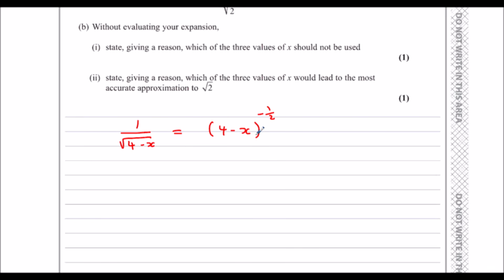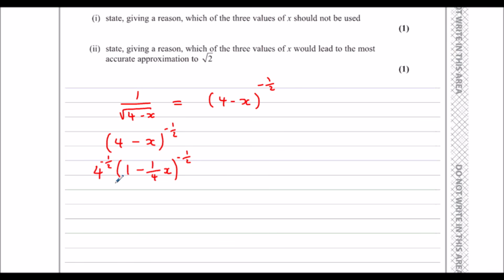So 4 minus x to the power of minus a half. And we want our binomial expansion. To do the binomial expansion, we want it in the form 1 plus or minus something. So what we'll do is we'll take 4 outside of the bracket, and it'll still be to the power of minus a half. We'll have 1 minus a quarter x inside. So we're factorizing out 4. So 4 times a quarter is 1, to the power of minus a half. So we can do the expansion of this bracket, and we'll just leave 4 to the power of minus a half on the outside.